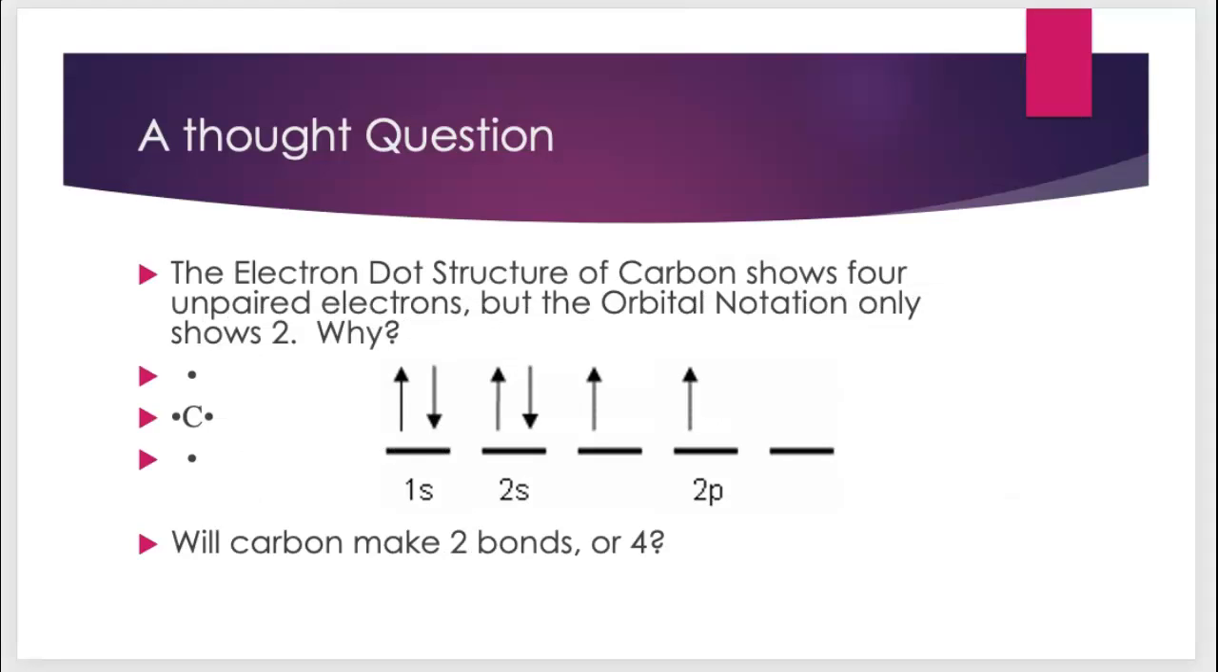All right, so the electron dot structure of carbon shows 4 unpaired electrons, but the orbital notation only shows 2. Why? Will carbon make 2 bonds or 4? Well, the reason that this is shown one way and this is shown another is that this represents what we call a hybridized carbon atom, where this is unhybridized. When we usually start off with just the Lewis symbols or electron dot structures, we usually do it unhybridized. So it really should have shown a pair and 2 lone ones. But most atoms tend to hybridize, and let's talk about what that is and why.